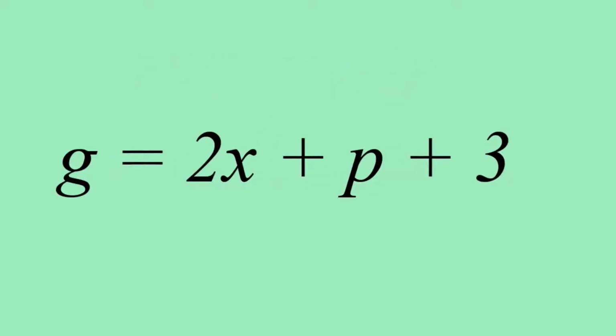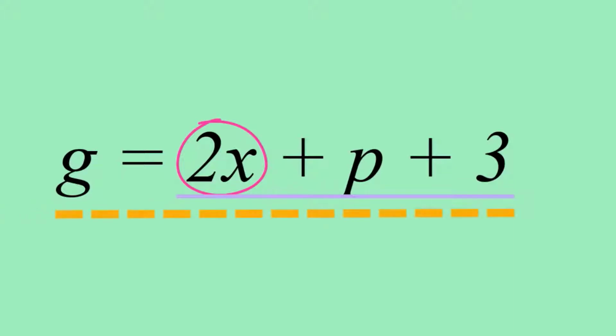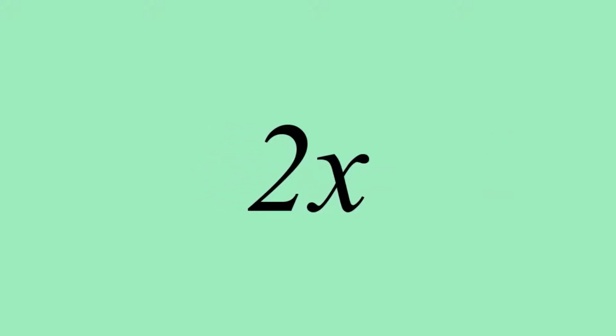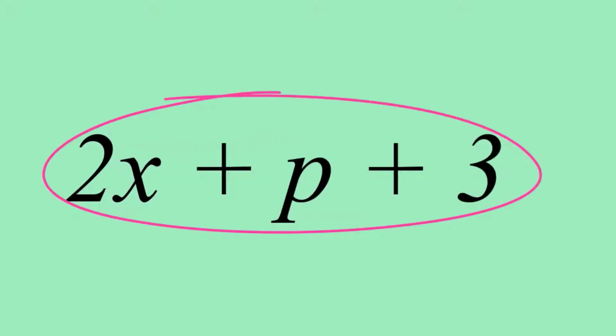Algebra is like English. Terms are like words in a sentence, expressions are like phrases, and equations are like sentences. In the same way that a sentence is made up of words, a mathematical sentence is made up of terms. A term is a single constant or variable, or it could be a constant and a variable multiplied together. An expression, on the other hand, is a collection of terms.